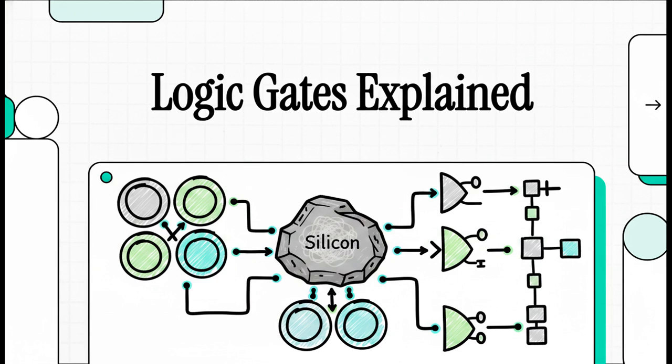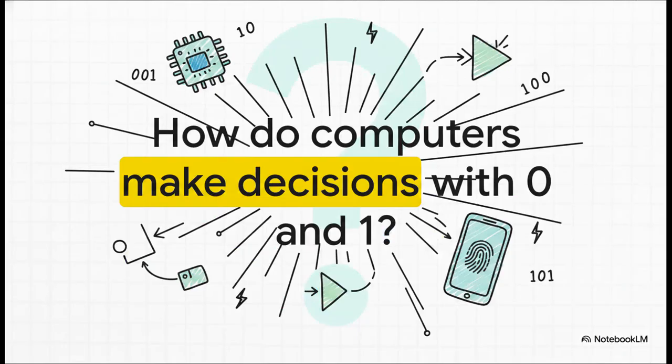But today, we're going to pop the hood. We're going to see exactly how those super simple numbers physically transform into the insanely complex digital world we interact with every single day. So here's the big question. If your computer only fundamentally understands a 0 or a 1, how does a processor actually make a decision? How does it know if the password you just typed is correct?